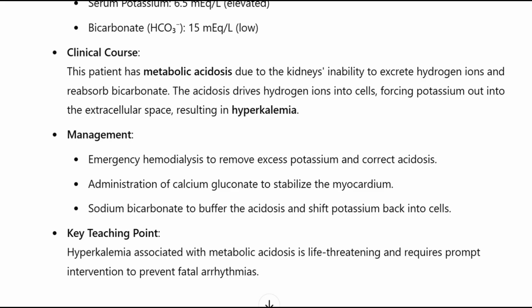Management: emergency hemodialysis to remove excess potassium and correct acidosis. Administration of calcium gluconate to stabilize the myocardium. Sodium bicarbonate to buffer the acidosis and shift potassium back into cells. Key teaching point: hyperkalemia associated with metabolic acidosis is life-threatening and requires prompt intervention to prevent fatal arrhythmias.